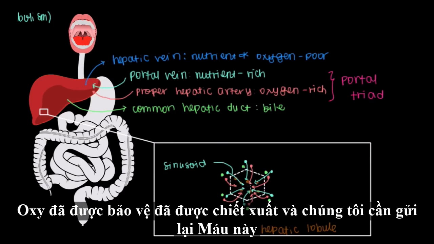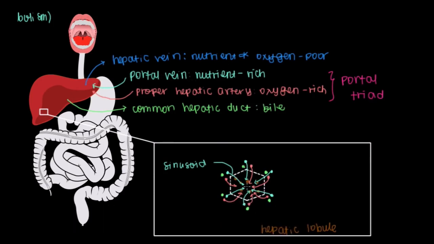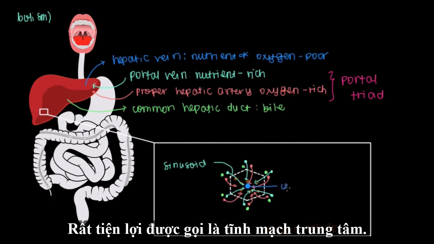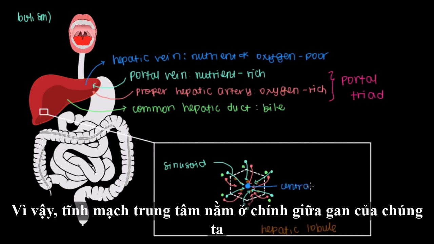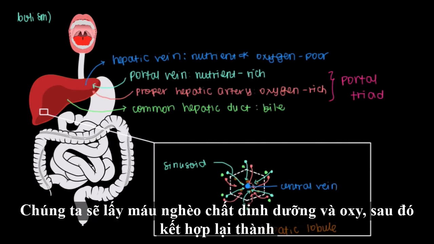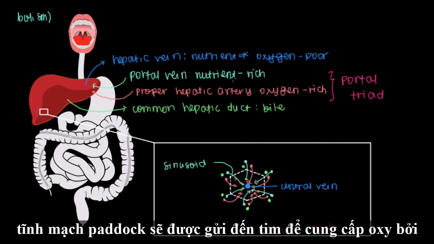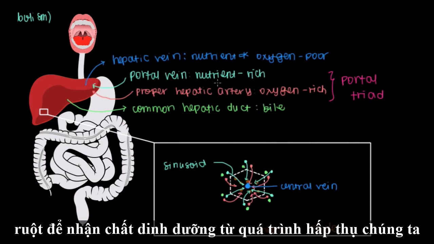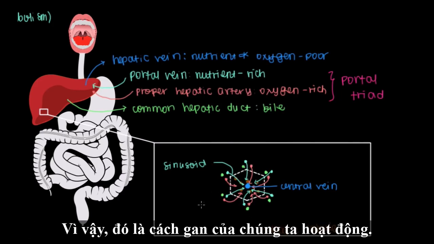and finally, after nutrients have been extracted, oxygen has been extracted, and we need to send this blood back into the hepatic vein, all of the blood will collect at this very center right here, very conveniently called the central vein. So the central vein that sits in the very middle of our hepatic lobule will take our nutrient and oxygen poor blood and then coalesce into a hepatic vein that'll be sent off to the heart for oxygenation by the lungs and then pass by the intestines to receive nutrients from the absorption process we talked about. So that's how our liver works.